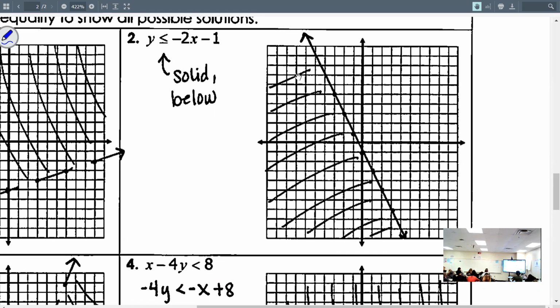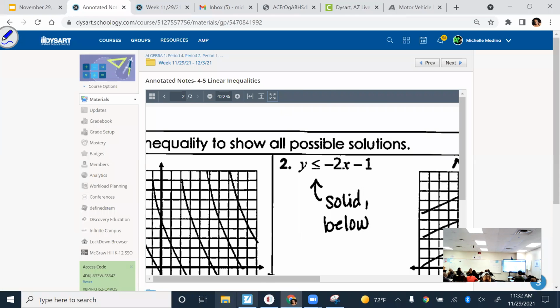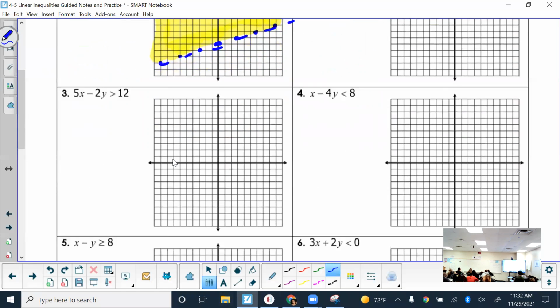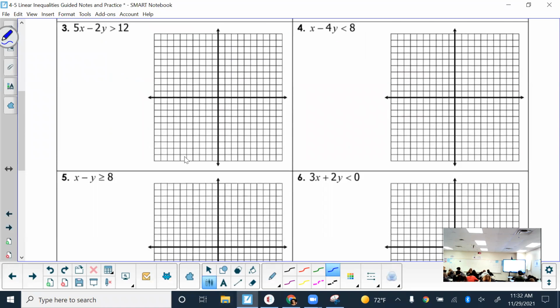Does that make sense? Any questions? No. All right, we have time for one more, one of the rearranging ones, so don't pack up yet. Look at number 3. Is it in slope-intercept form? No. What's the first step in getting it there? Isolating the y. Subtract 5x on each side.